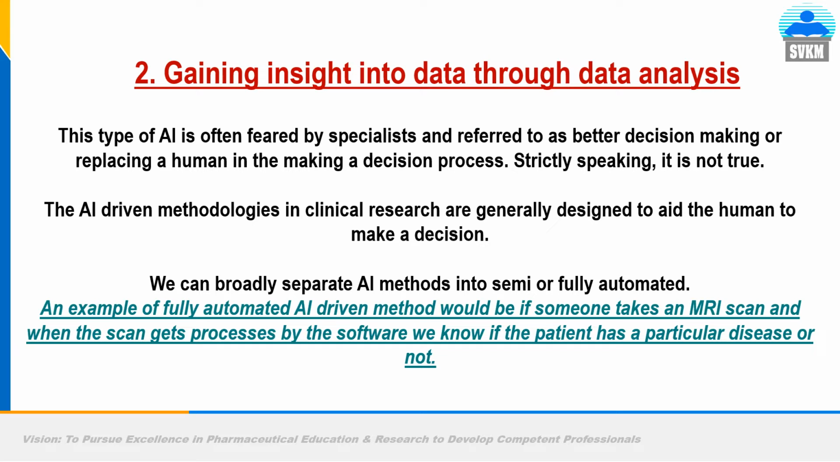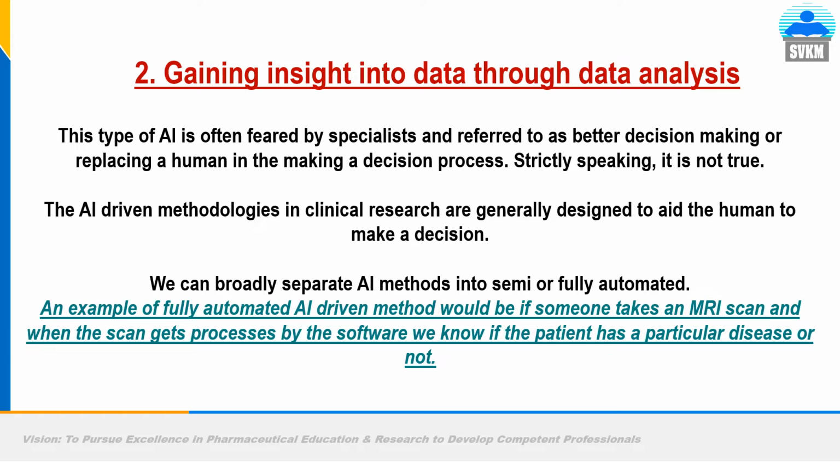This type of AI is often feared by specialists and referred to as better decision making or replacing a human in the decision making process. Strictly speaking, it is not the true case. The AI-driven methodologies in clinical research are generally designed to aid and empower the human experts to make better, faster, flawless decisions, not to replace those humans. At least what we can predict, or what we have the vision for the next 10 years, it is impossible to replace humans. We can broadly separate AI methods into semi or fully automated.